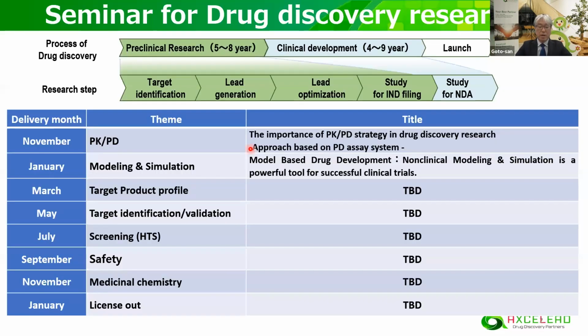Before starting the seminar, I would like to explain this web seminar. This seminar will explain each part of drug discovery research in a series. Our experts at Axcelead will explain an important part of drug discovery research once every 2 months. Next time is modeling and simulation, and the third time is the target product profile, TPP. I hope you look forward to this seminar. Now, let's get into the main subject and start my presentation.